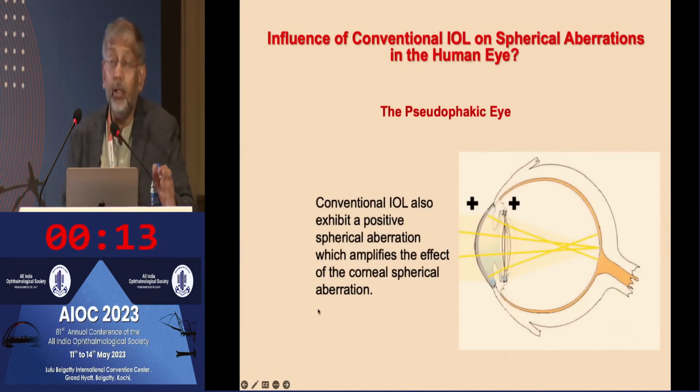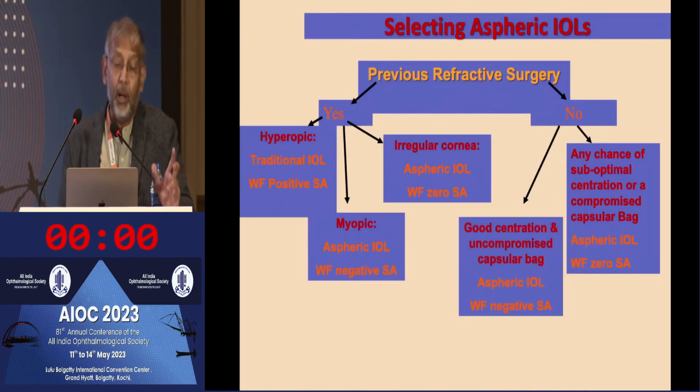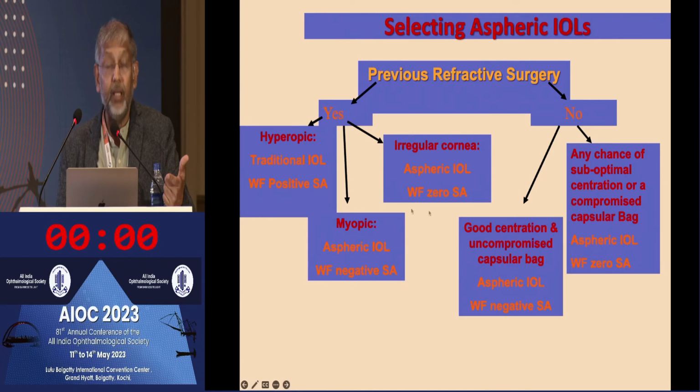So as far as higher order aberrations are concerned, you can choose based on asphericity and spherical aberration which specific aspheric IOL you want to use. So based on how much is the asphericity, just last slide. If the patient has undergone hyperopic LASIK, you will like to choose a traditional non-aspheric IOL with positive spherical aberration. If a patient has undergone myopic LASIK, the patient usually has a more positive spherical aberration, so you'll use a lens with negative spherical aberration. In irregular cornea, you like to use aspheric neutral lenses.